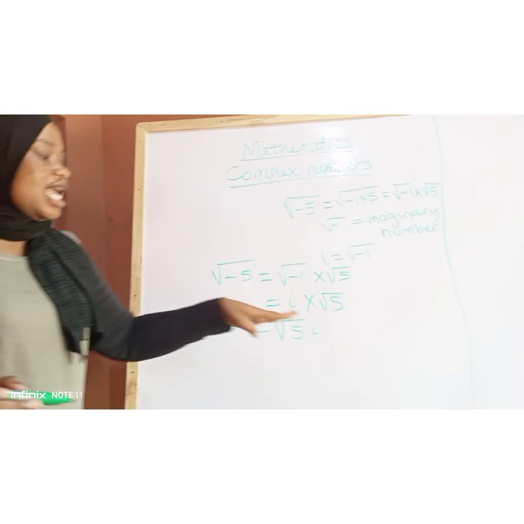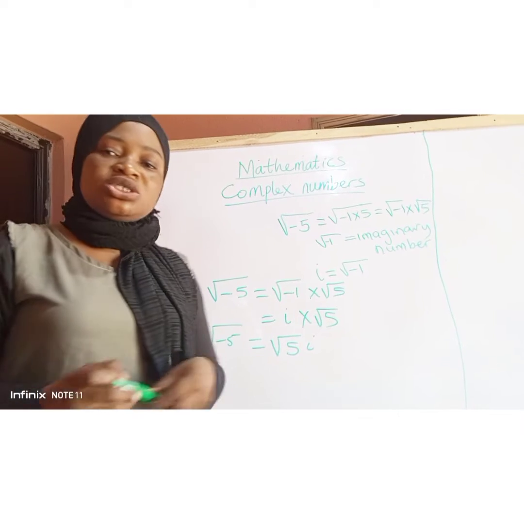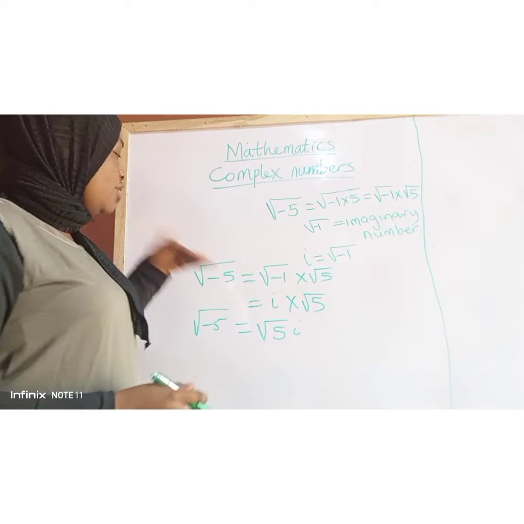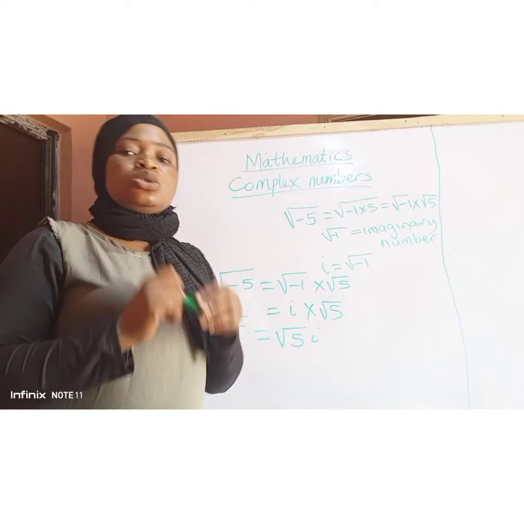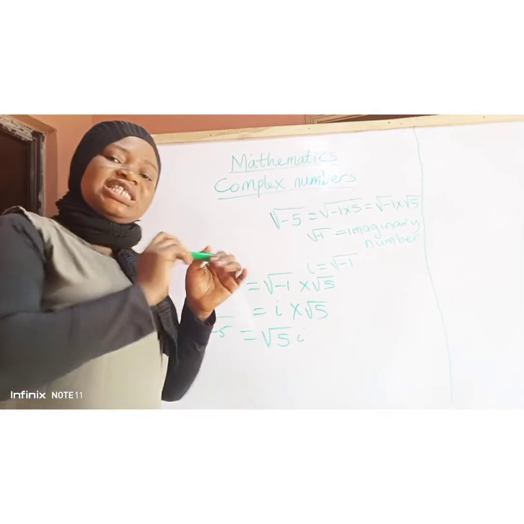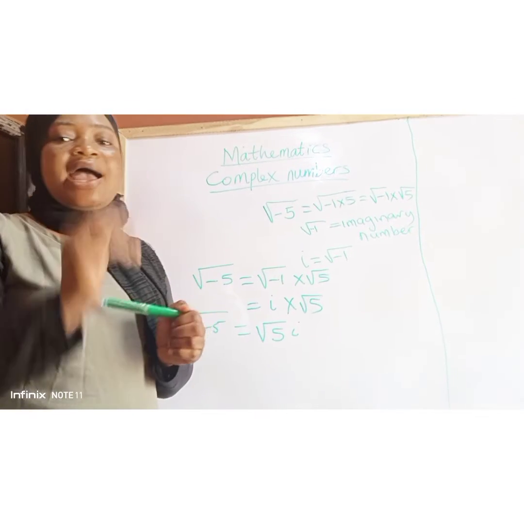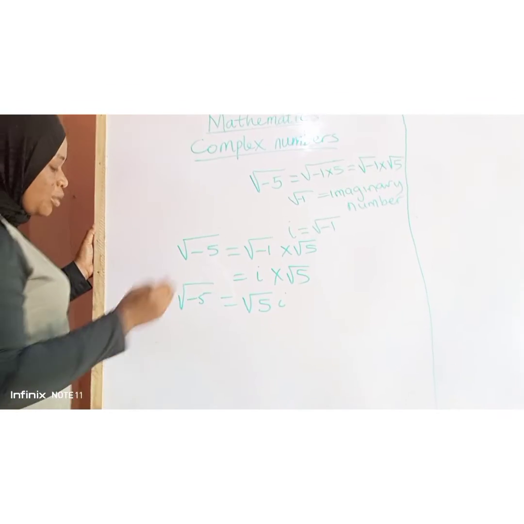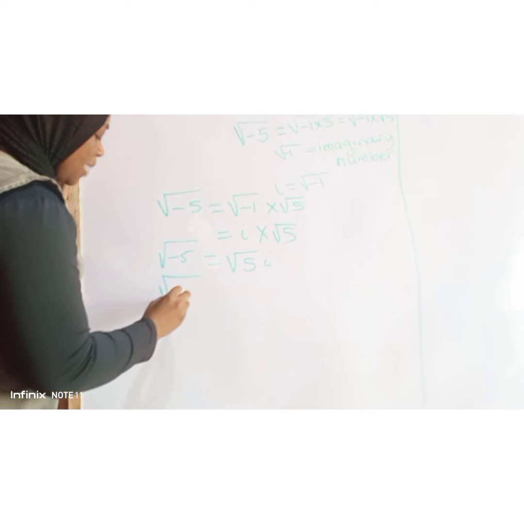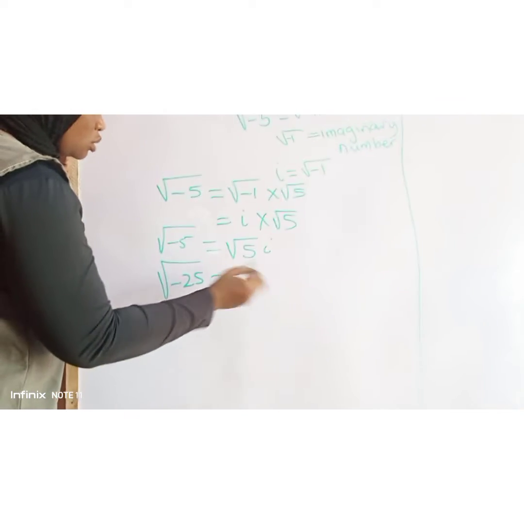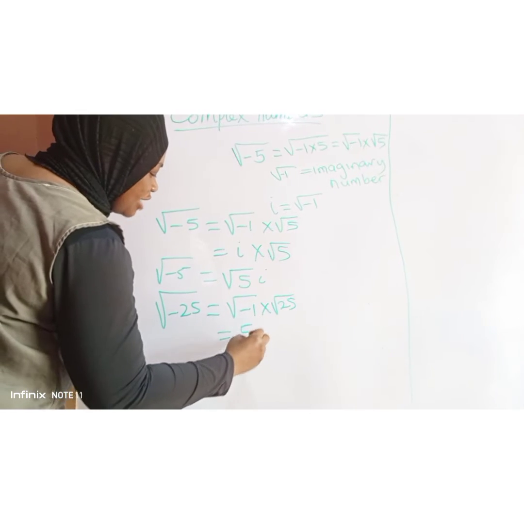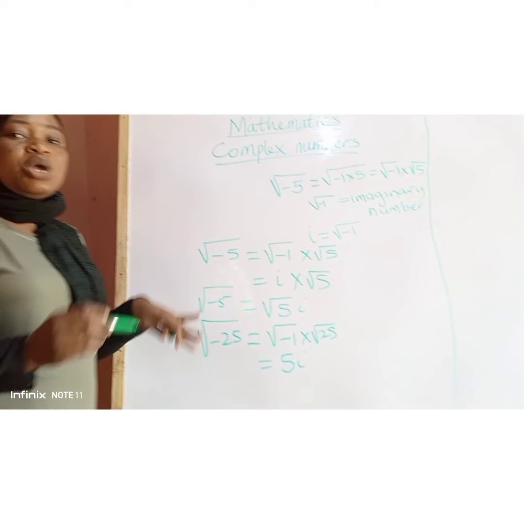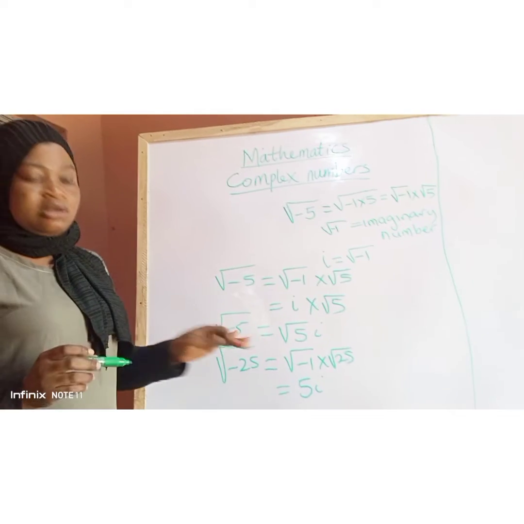So if you come across it in your quadratic equation or anywhere, whenever you see the square root of a negative expression, you just put the square root of that expression, then multiply by i. For example, again, if you have the square root of minus 25, you just say the square root of minus 1 multiplied by the square root of 25. So the answer is what? 5i. So that is how to go about imaginary numbers.